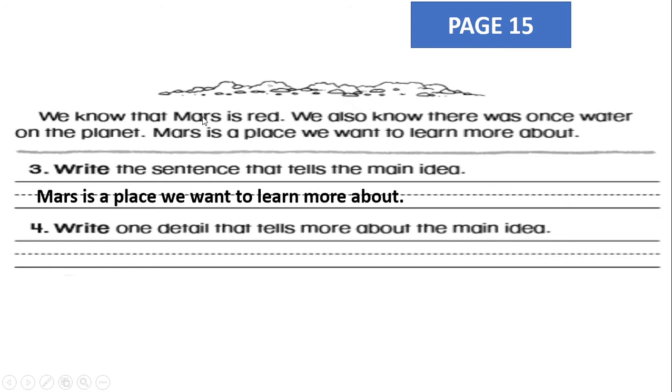What are the details? That Mars is red. There was once water on the planet. These are the things that we know. So this means that we want to learn more about Mars. This is my main idea. We said that we know it is red, and we know that there was once water on the planet. So what's the main idea? That we want to learn more about Mars. Write one detail that tells more about the main idea. You can either say that Mars is red or Mars once had water. These are the supporting details that help tell the main idea.